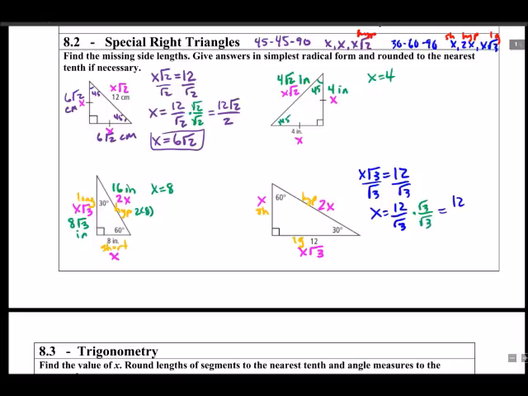Multiply across: 12 root 3 over root 3 times root 3 is just 3, right? Because that would be square root of 9. And so x equals 4 square root 3. So our short leg measures 4 square root 3. No units on this one.